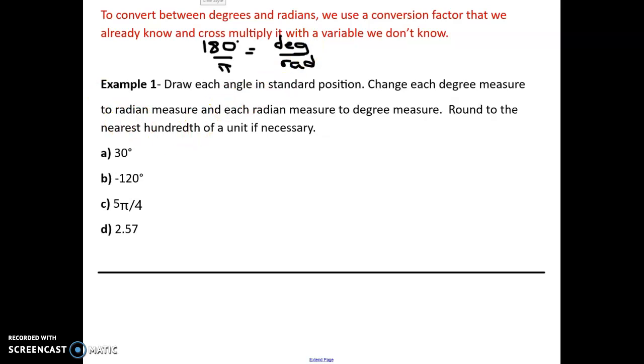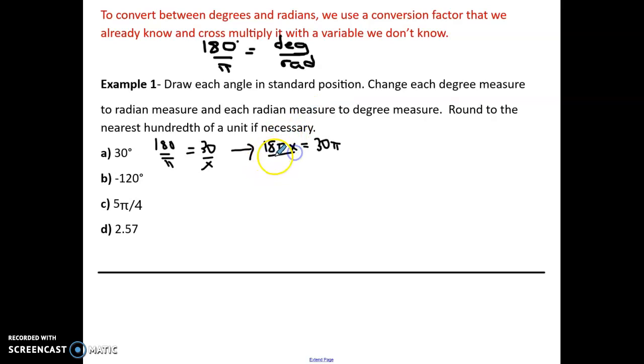So for our first question here, we are given 30 degrees. So we'd go 180 over pi equals 30 over x. I just have to make sure that my degrees are paired on top with my degrees, and my radians are paired on bottom with my radians, and then we cross multiply. So I'm hoping that we remember how to cross multiply. This would be 180 times x equals 30 times pi. Now the trick is that we want all of our answers to be exact if possible.